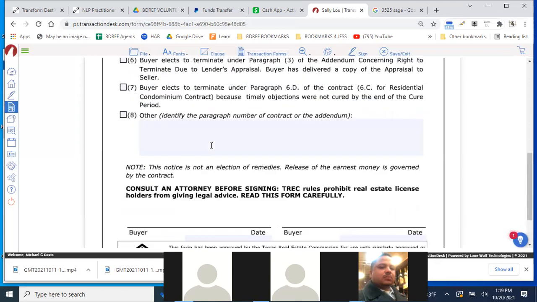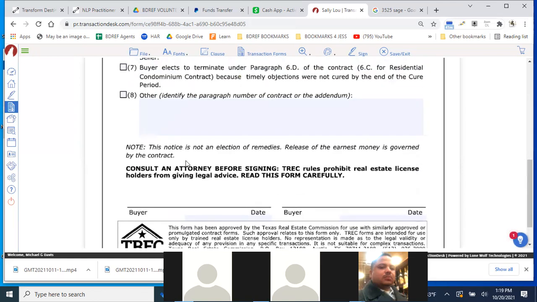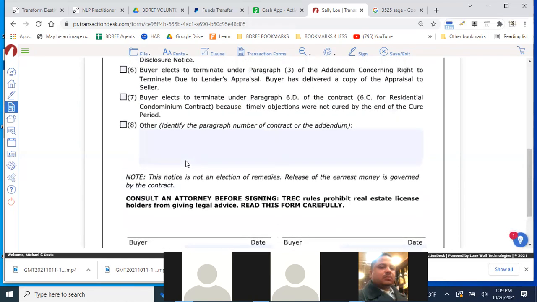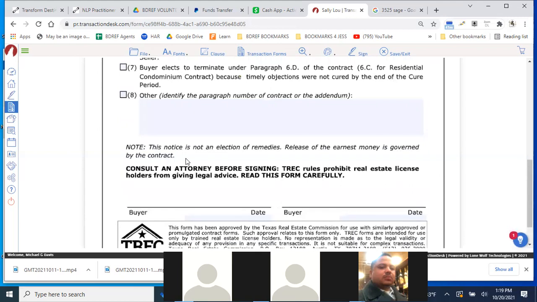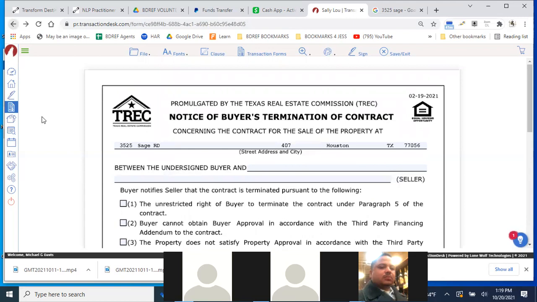So this is the notice to terminate form. Now notice how the seller doesn't have to sign this, only the buyer. Okay. All right, so that's that one.